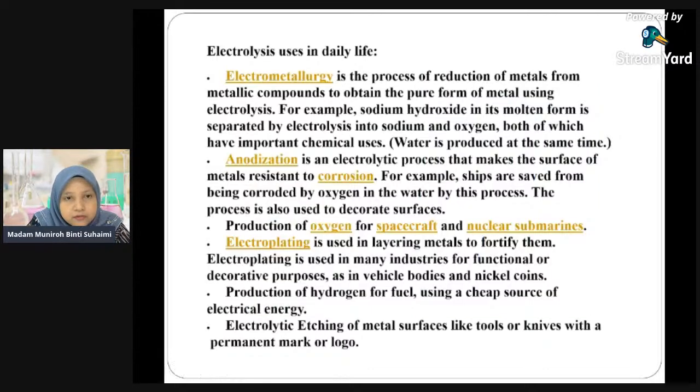Okay, so that's all for today. These are electrolysis uses in daily life. You can read your note.